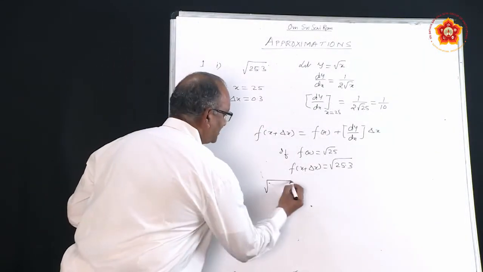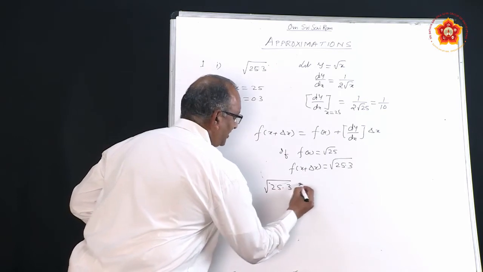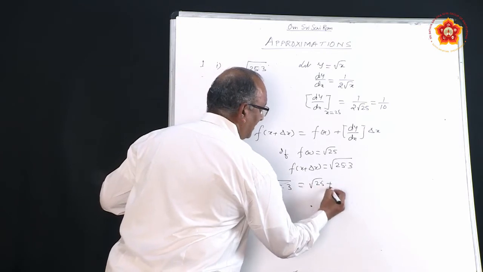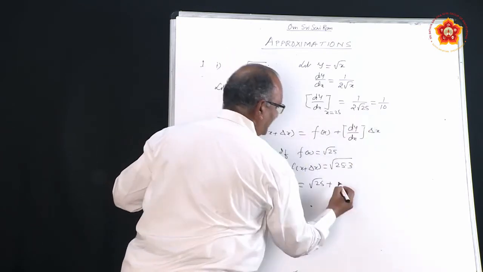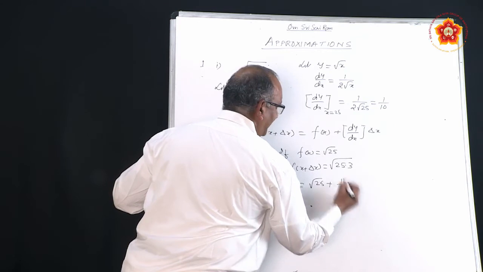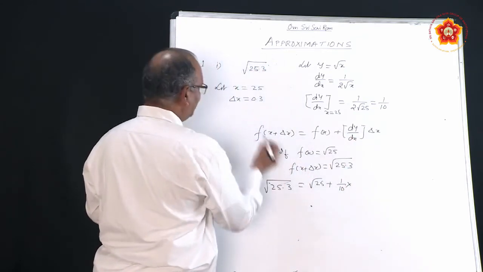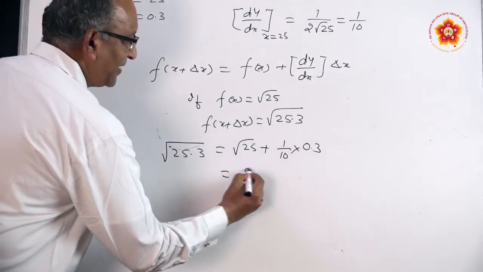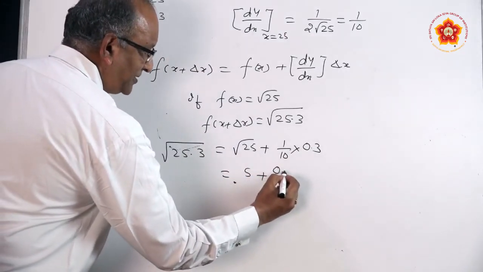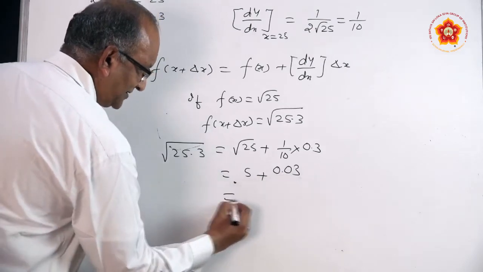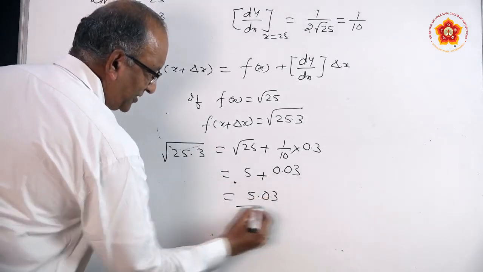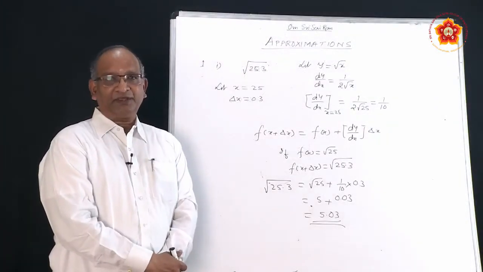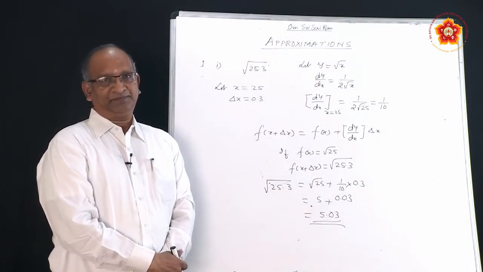Since we want to find out, substitute in this. So we will say square root of 25.3 is equal to square root of 25 plus dy by dx, that is we got 1 by 10, into delta x. What is the delta x value? 0.3. So this is 5 plus 0.03. Answer is 5.03. This is the value of square root of 25.3 by using approximation.